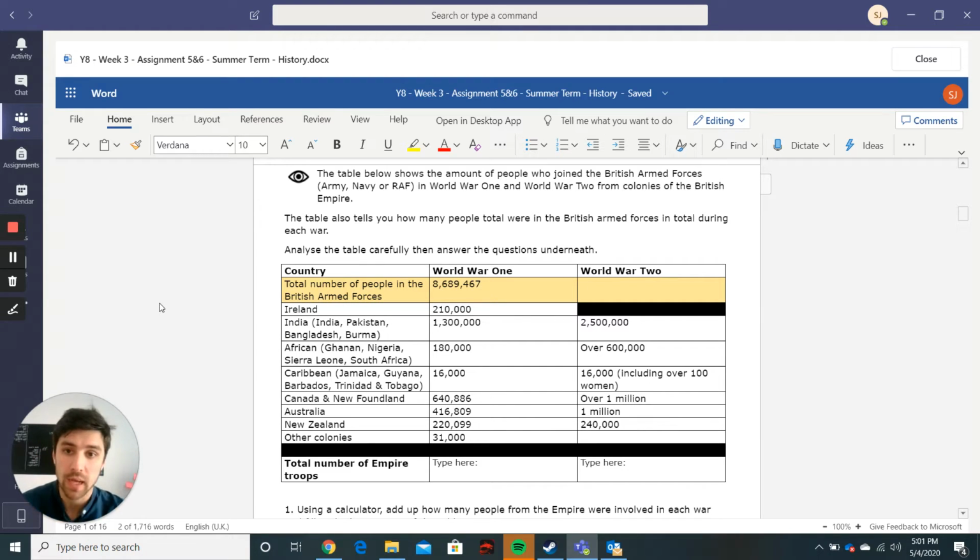Okay, once you have done that, you're going to move on to the next page. Now, I'm giving you lots of information here, but it's important because this information is going to help us understand how much Britain was or was not changed by the empire during World War I and World War II. To help us understand that, we're going to look at some statistics, some facts and figures about how many people from what countries in the empire fought for Britain during World War II.